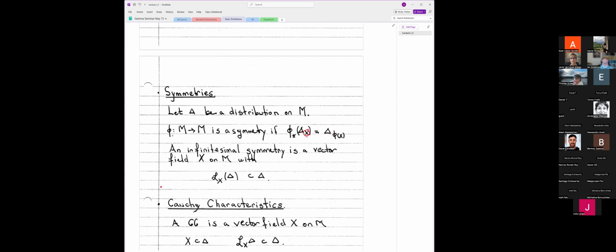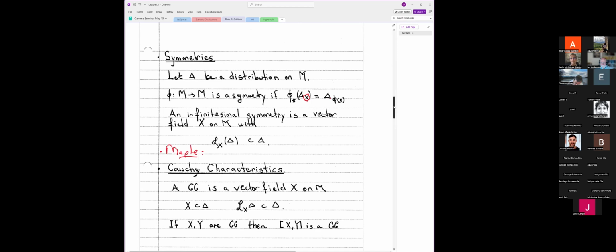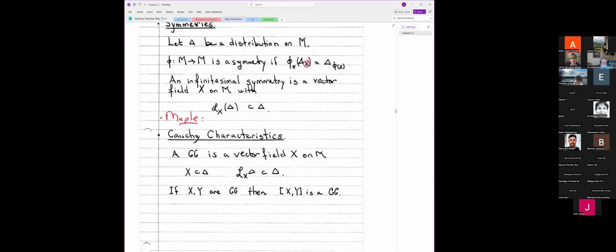We're going to see if we have time afterwards, after the seminar, to talk about how you can calculate symmetries pretty easily with Abel. Abel does a great job of calculating symmetries for many, many examples of distributions. A Cauchy characteristic is a vector field X which lies in the distribution and is a symmetry. The important property of Cauchy characteristics is that if you have two Cauchy characteristics, then their bracket is also a Cauchy characteristic.